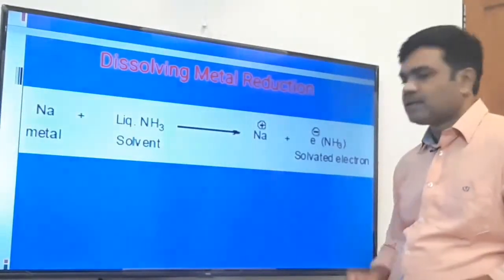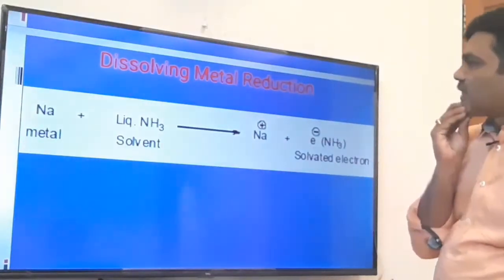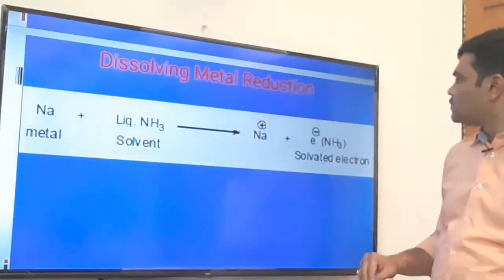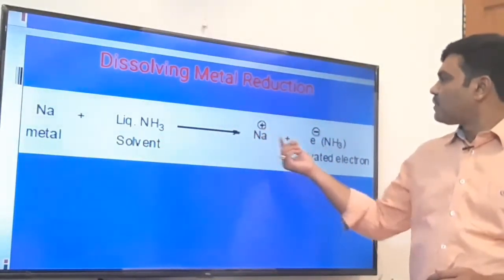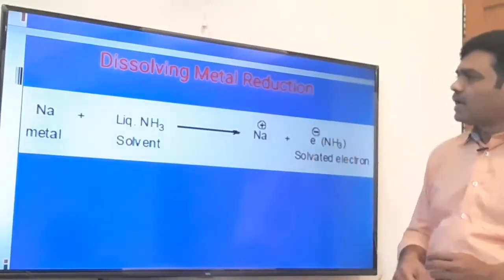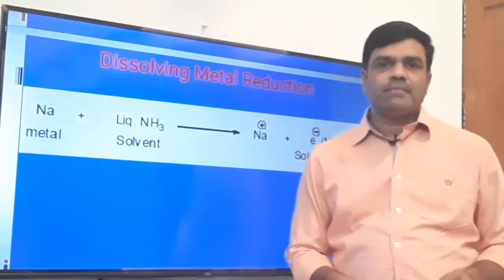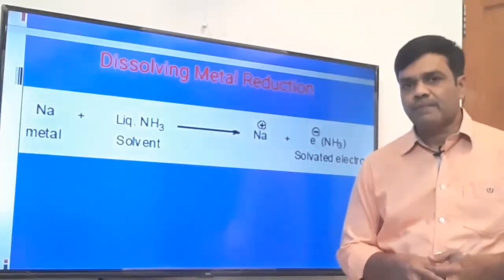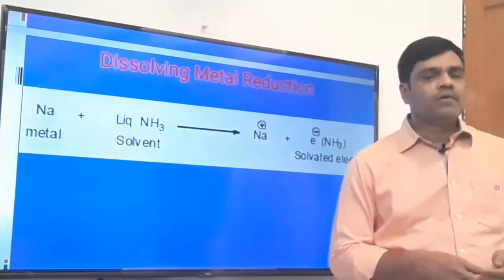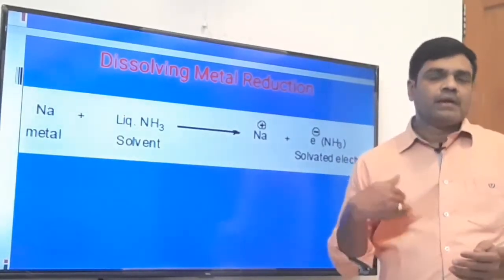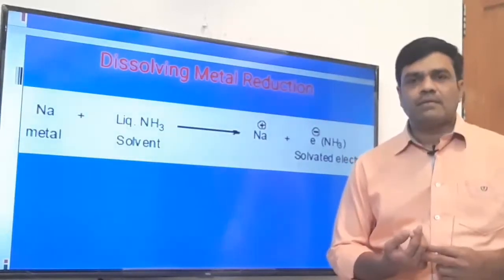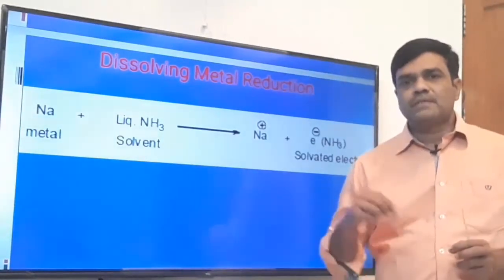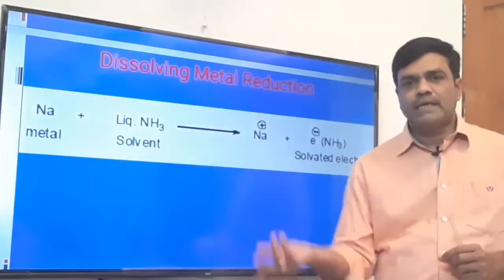Moving to the next reagent under the same category, dissolving metal reduction. Here, sodium or lithium metal is used with liquid ammonia as solvent. If you take sodium as an example, its electronic configuration is 2,8,1, atomic number is 11. The outermost orbit contains 1 electron, and after donation of that 1 electron, it becomes stable. That is the fact we know. So Na is easily converted to Na positive by donating that electron.